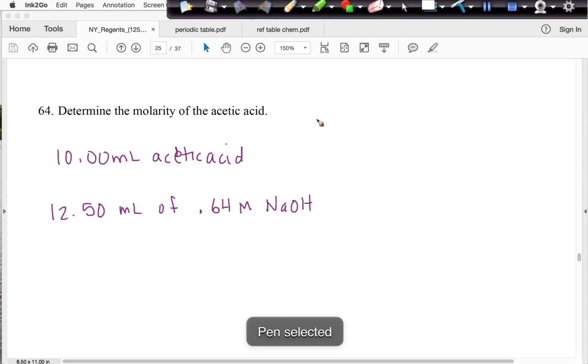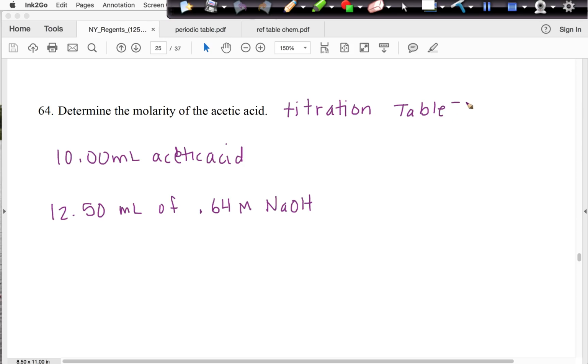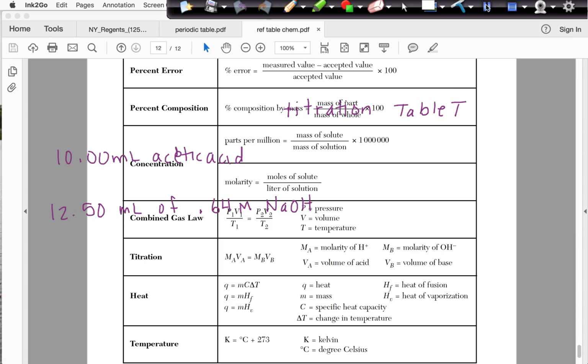When we're talking about titration, remember up there, it says this is a titration. Table T has a titration formula. On Table T, the titration formula, which is right here, MAVA is MBVB. Molarity of the H+, which comes from the acid, times the volume of the acid, equals molarity of the OH-, which comes from the base, times the volume of the base.